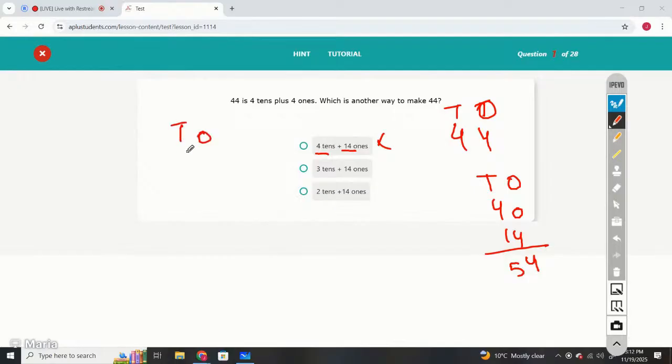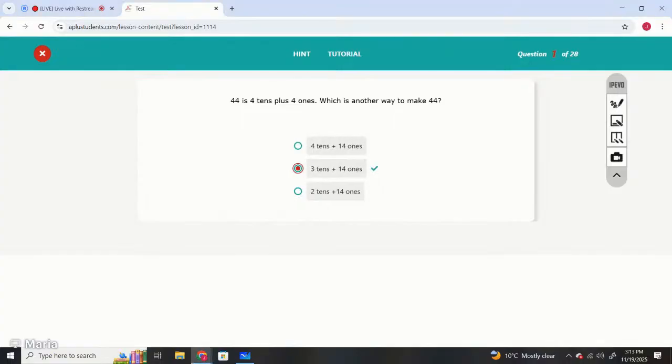3 tens means we have 3 tens. You are not given any ones, so you have 0, and then you have 14 ones. So when you add, 4 plus 0 is 4 and 3 plus 1 is 4. So the second option is the correct option. 3 tens and 14 ones together makes 44. So the correct option is option number 2, that is 3 tens and 14 ones.